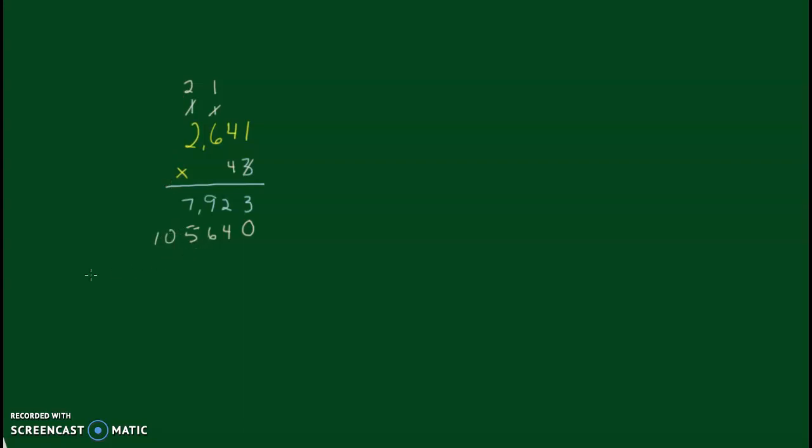Then, after we've got both of those multiplied, we just add them together. 3 plus 0 is 3, 2 plus 4 is 6, 9 plus 6 is 15, 1 plus 7 is 8, plus 5 is 13, 1 plus 0 is 1, and then our 1. So we get 113,563.